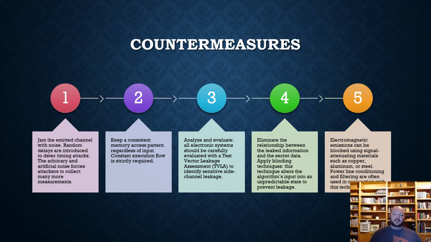Eliminate the relationship between the leaked information and the secret data. So apply a blinding technique. This technique alters the algorithm's input into an unpredictable state to prevent leakage. And electromagnetic emissions can be blocked using signal attenuating materials such as copper, aluminum, or steel. It's basically building mini Faraday cages over components to shield the EM fields that they give off. Power line conditioning and filtering are often used in conjunction with this technique.